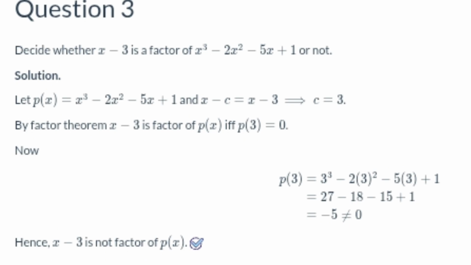Again, we use the factor theorem. Let p(x) = x³ - 2x² - 5x + 1. We calculate p(3). p(3) equals 3 cubed minus 2 times 3 squared minus 5 times 3 plus 1. This is 27 minus 2 times 9 minus 15 plus 1, which simplifies to 27 minus 18 minus 15 plus 1. 27 plus 1 is 28, and 18 plus 15 is 33. 28 minus 33 equals -5. Since p(3) does not equal 0, x - 3 is not a factor of p(x).